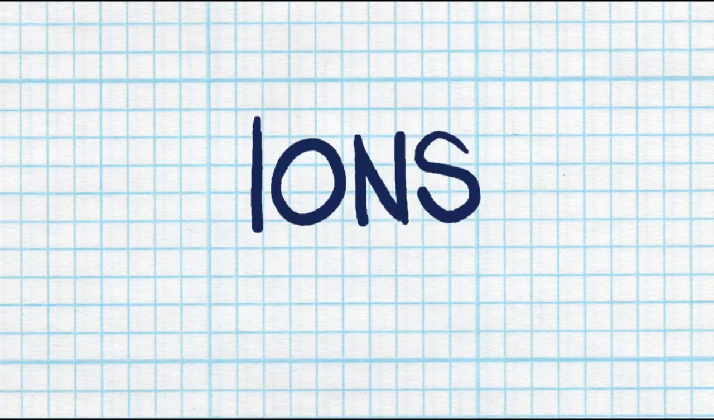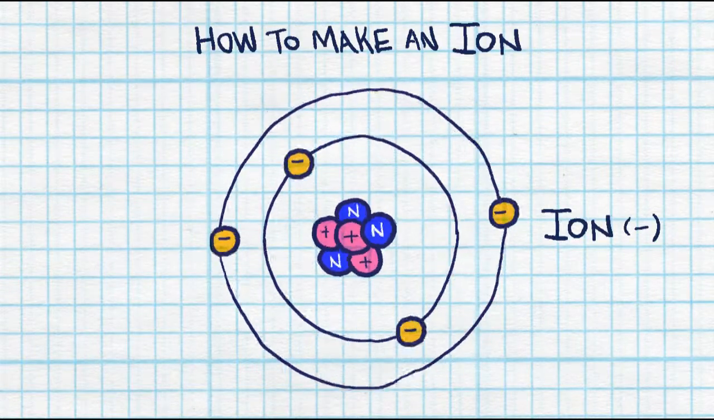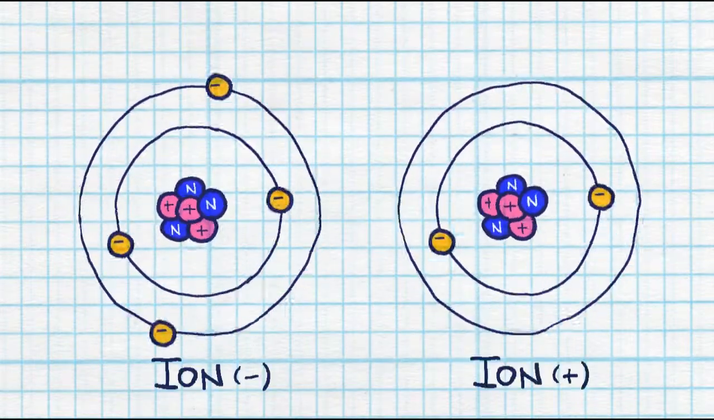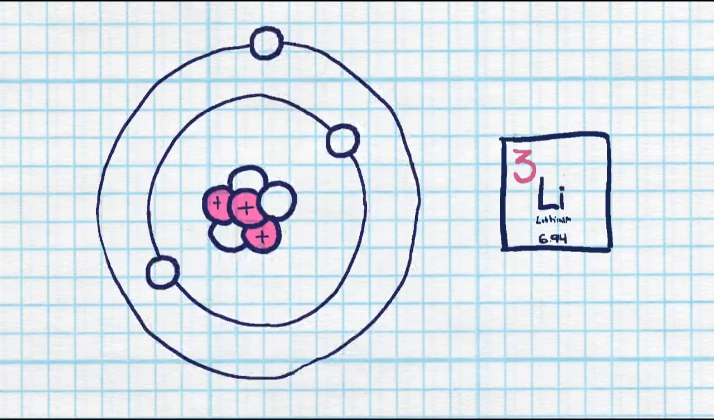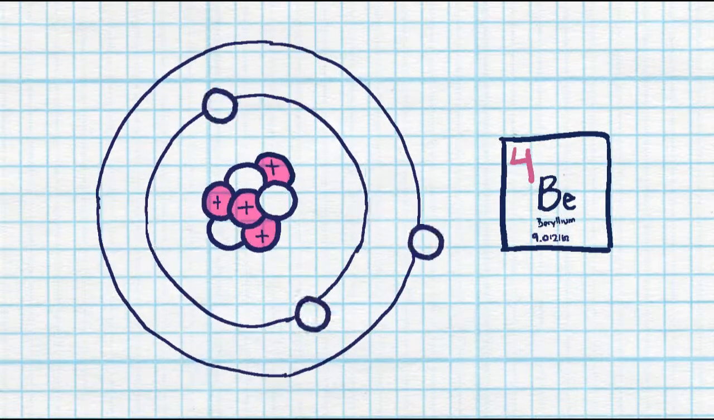If you're asked to make an ion, that means you're asked to make an atom that has a charge on it, either positive or negative. Now, you're only going to be adding and removing electrons. When you hear ion, think electron. We don't ever touch the protons because as soon as you change the number of protons, you're changing the element.